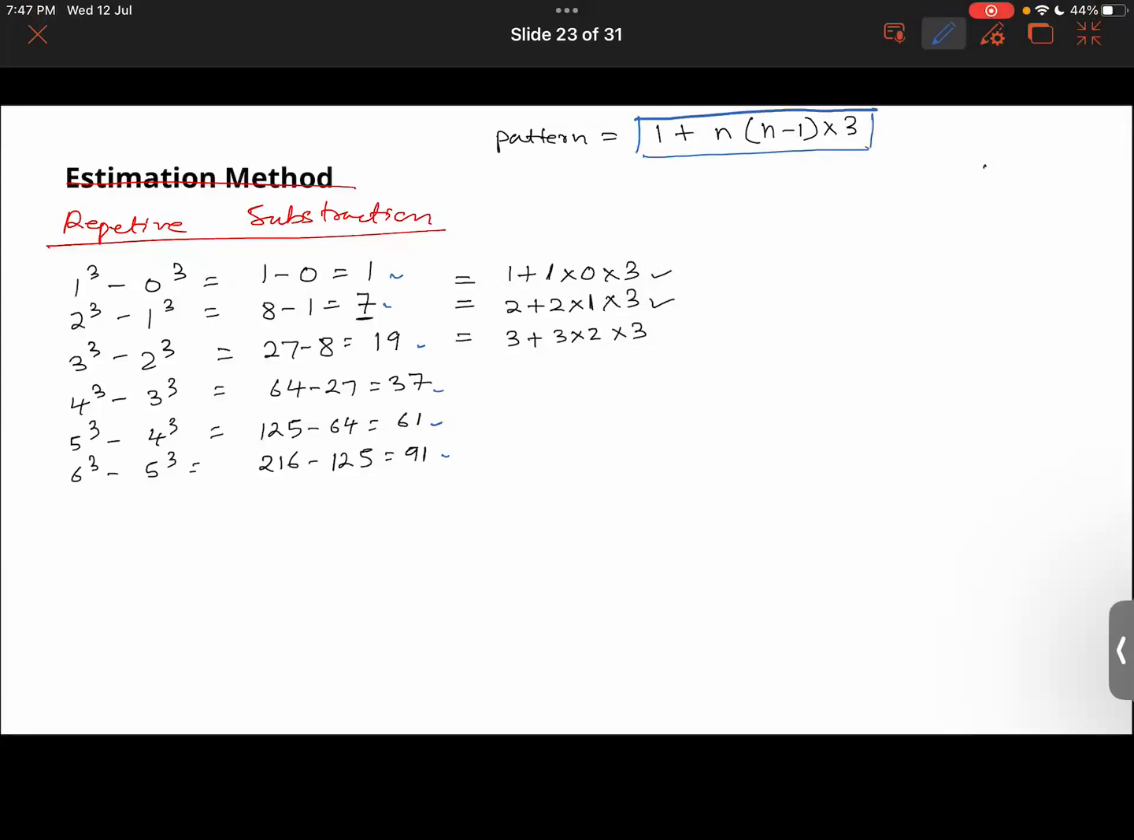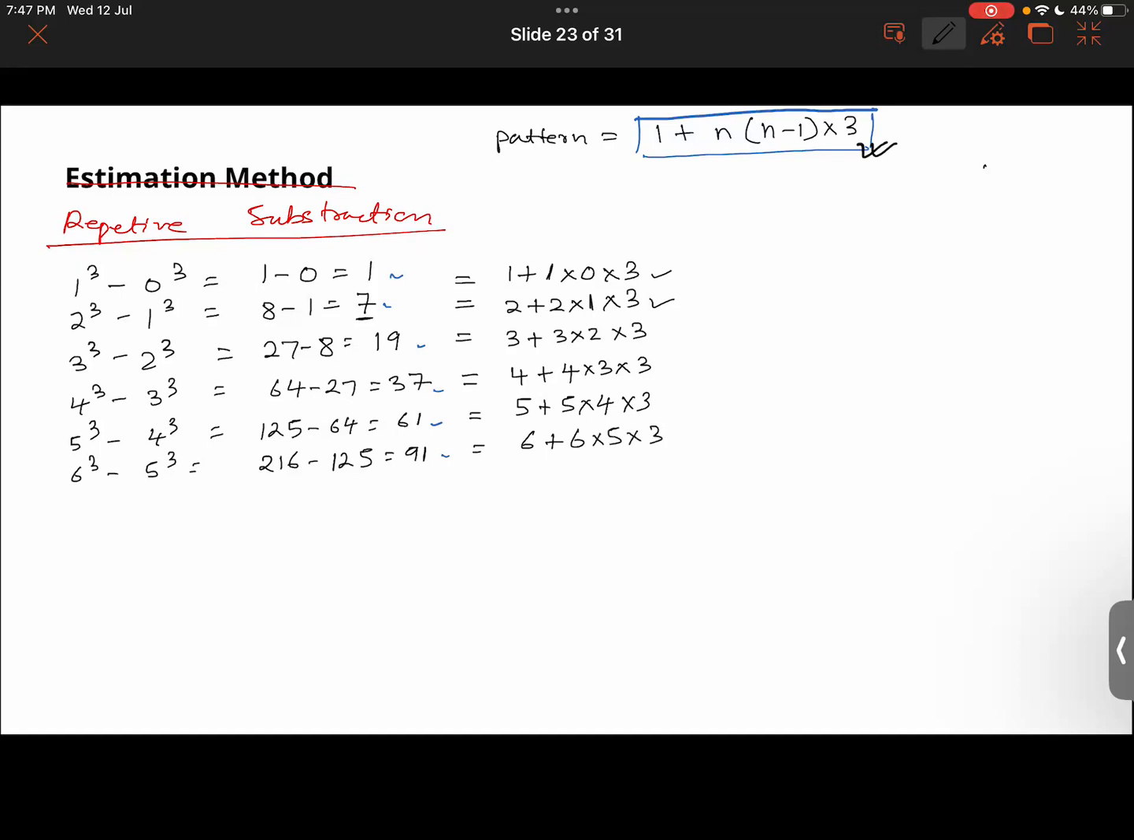Okay. Now what about the next number? Tell me, Arhan and Ahmed, how to write 37 here? Sir, 4 plus 4 multiplied by 3 multiplied by 3. Okay. And 61, how can we write it? Sir, 5 plus 5 multiplied by 4 multiplied by 3. Okay, now Ahmed, you answer for 91. How do we write 91 using this pattern? Sir, 6 plus 6 into 5 into 3.